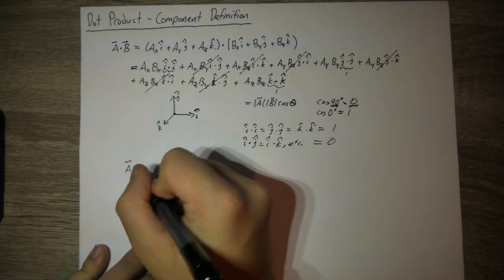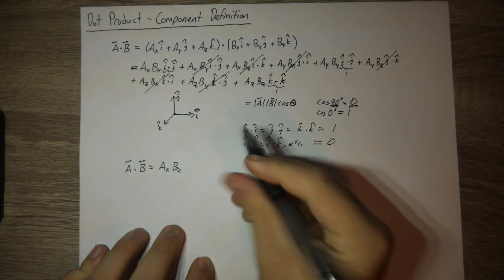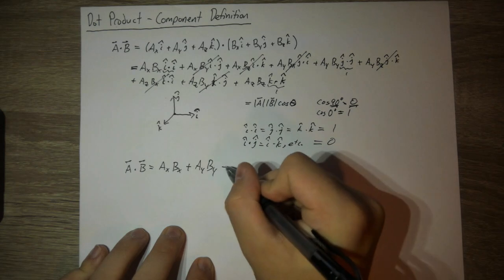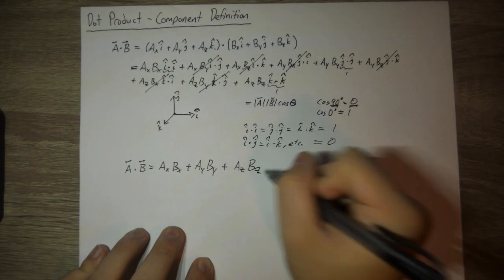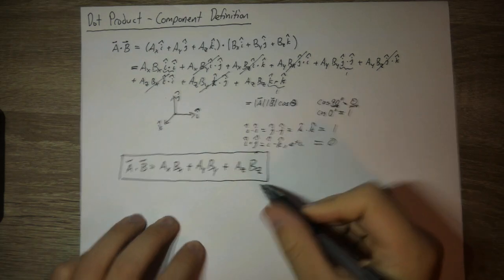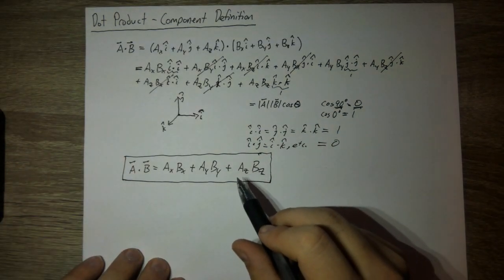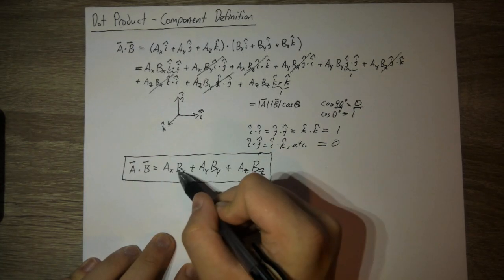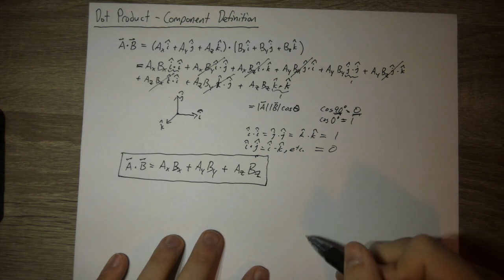And so if we write that out, we're left with AX, BX plus AY, BY plus AZ, BZ with no vector values. So our vectors are gone and we're left with a scalar value, which is what we'd expect to see. And so this is our new definition of the dot product, and it's only in the form of the components. So let's look at two vectors.